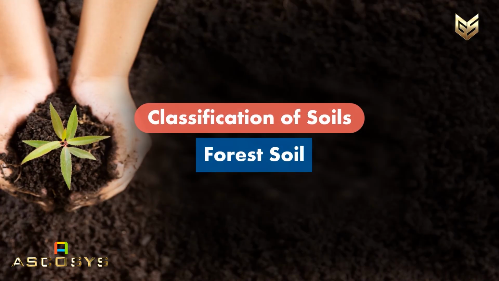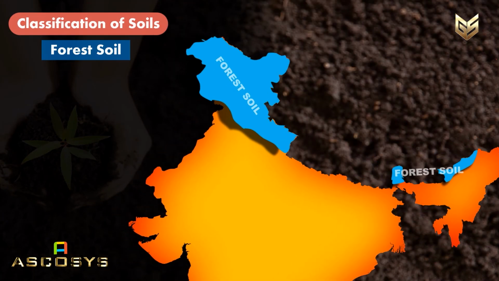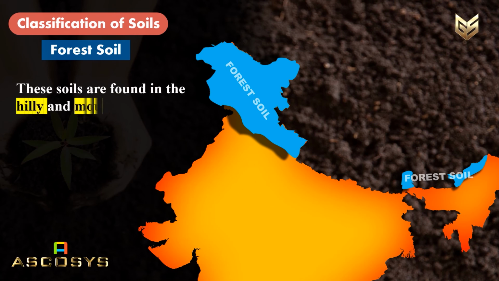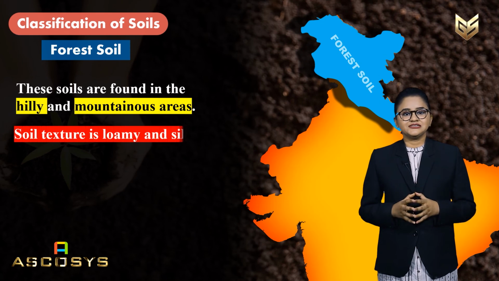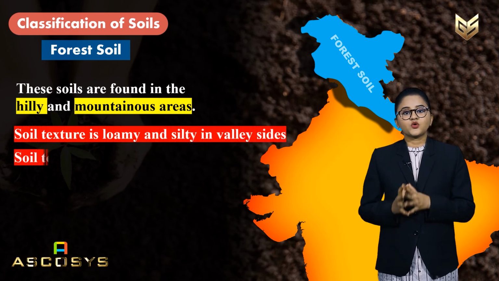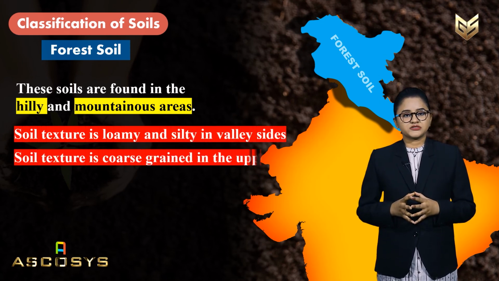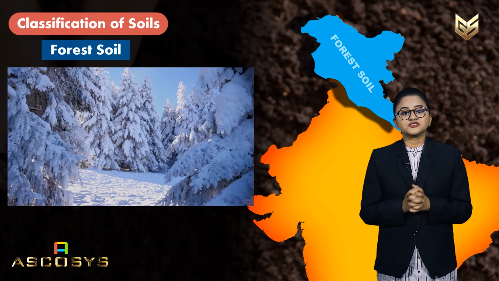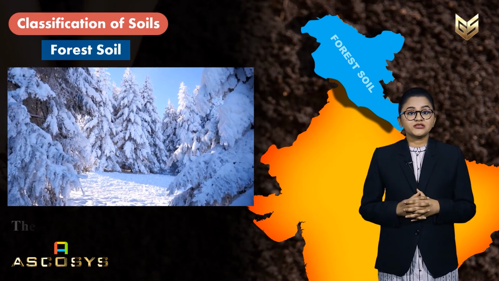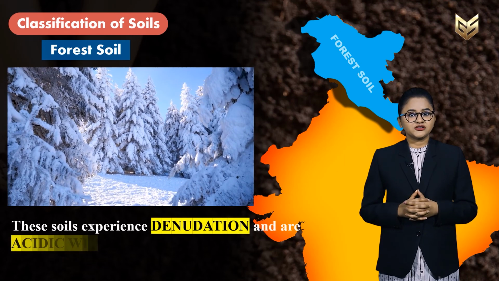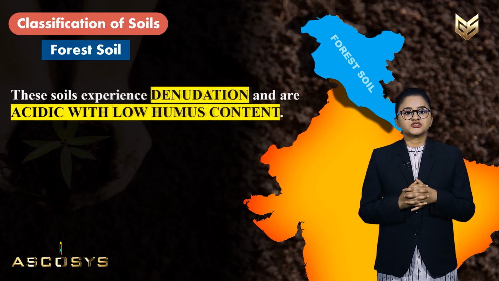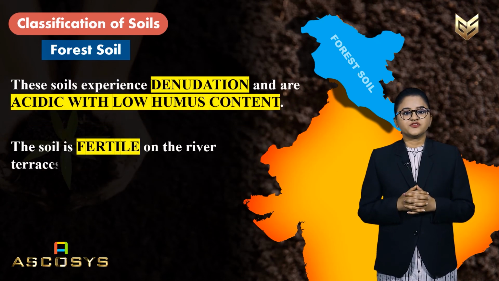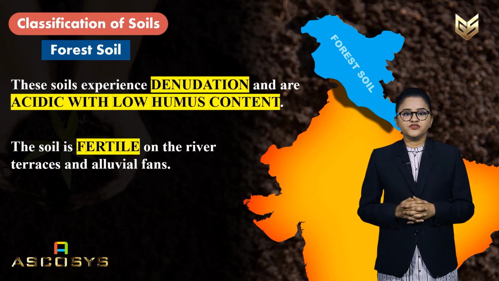The next category is forest soil. These soils are found in the hilly and mountainous areas. The soil texture is loamy and silty in valley sides and coarse-grained in the upper slopes. In the snow-covered areas of the Himalayas, these soils experience denudation and are acidic with low humus content. The soil is fertile on the river terraces and alluvial fans.